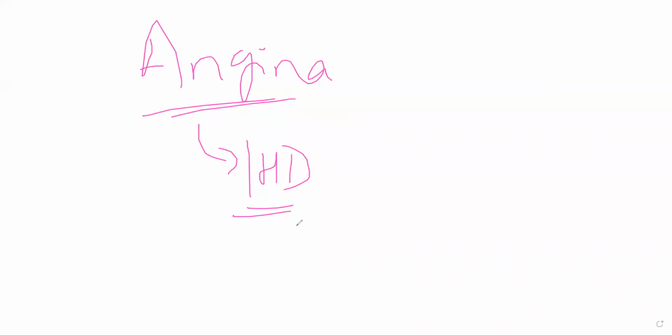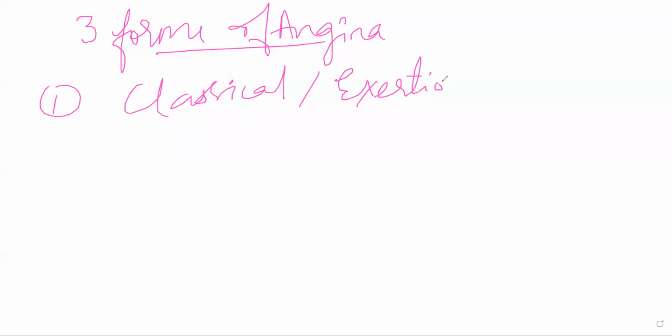Now, there are three general forms of angina. Even though there are more subforms, there are three basic forms of angina: classical, variant, and unstable angina. So first we'll talk about classical. Classical is also called exertional angina. Exertion means putting in effort, तो इसको angina of effort भी बोलते हैं.